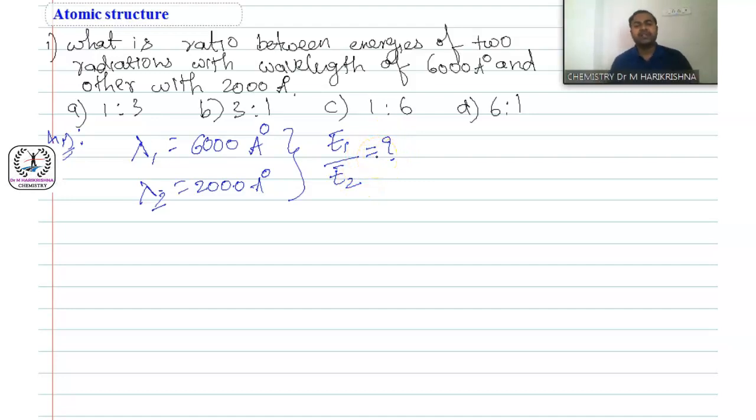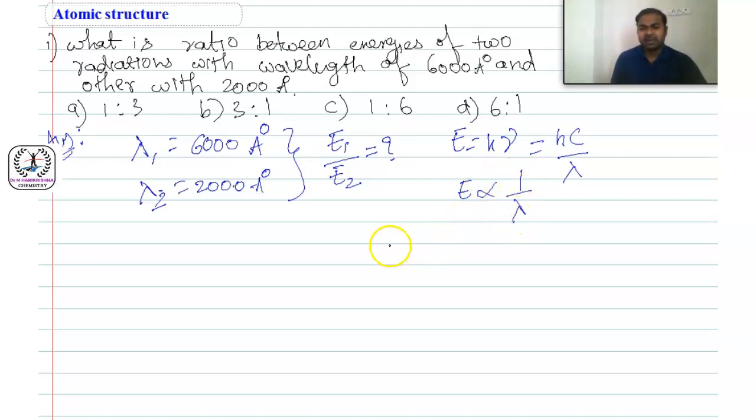So what is the relation between energy and wavelength? What is the formula between wavelength lambda and energy? E equals h nu. Instead of h nu we can write hc by lambda, because c equals nu lambda, so nu equals c by lambda. So what is the relation between E and wavelength? Inversely proportional.